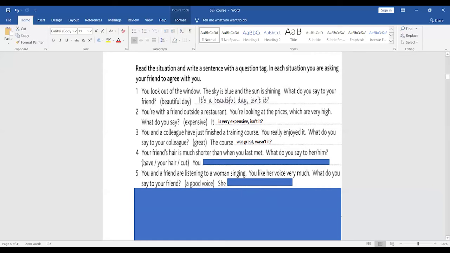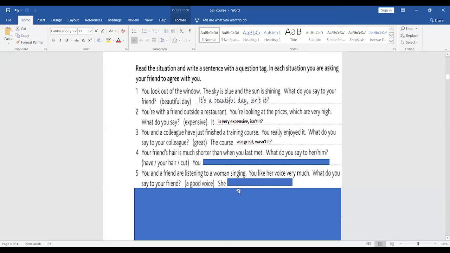So the fourth question, I'll read it out to you. Your friend's hair is much shorter than when you last met. What do you say to him or her? You have your hair cut, haven't you? So you need to give the question tag. You need to give a statement followed by a question tag.